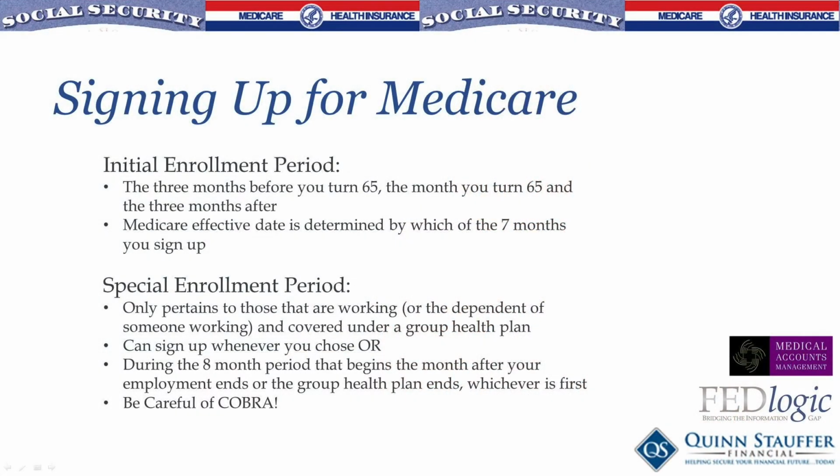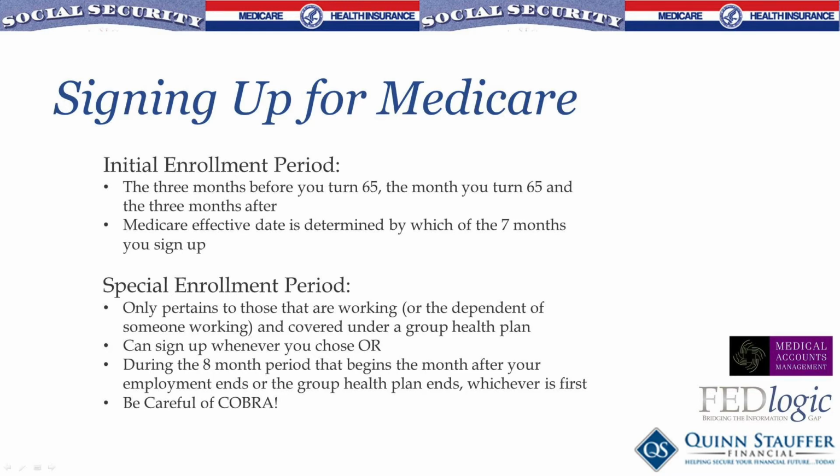The people who have to sign up in this initial enrollment period are those not covered under an employer or a union plan. If you're just on your own individual plan, or just you and your spouse have family coverage, you need to sign up at 65. The SEP, or the special enrollment period, only pertains to those people who are actively working and are covered under the group plan; you can sign up whenever you choose. So if you decide, I'm going to work till I'm 70, then you would sign up for Medicare when you're 70.